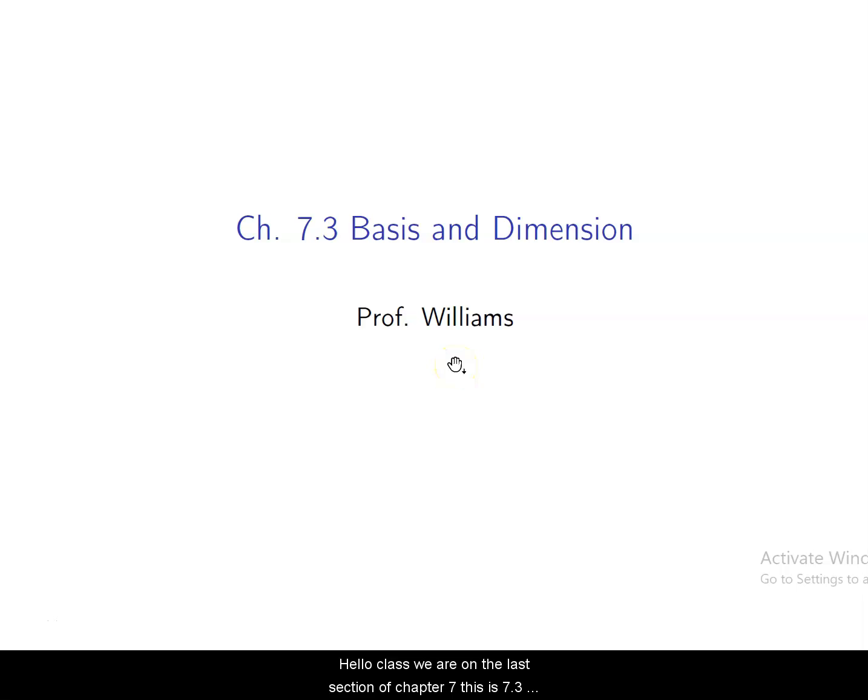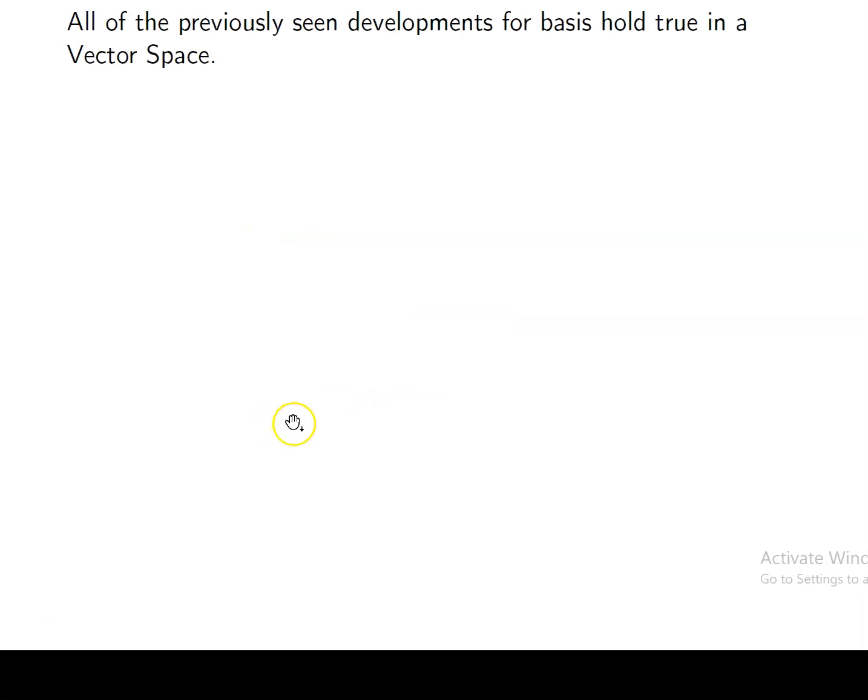Hello class, we are on the last section of chapter 7. This is 7.3, basis and dimension. Again, these are all things that we are familiar with. We are just going over them under a different lens, under our different definition of what it means to be a vector space. So all of the previously seen developments for basis are true for a vector space.